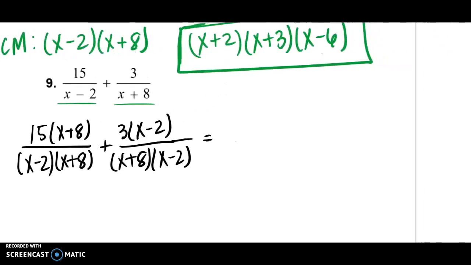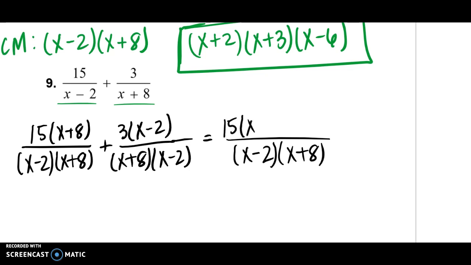Since we have the same denominator now, we can just go ahead and combine the top. The bottom is the same, so it doesn't matter how you write it. x minus 2 can go first or it can go last. And then we're going to write the top: 15 times x plus 8, and then plus 3 times x minus 2.